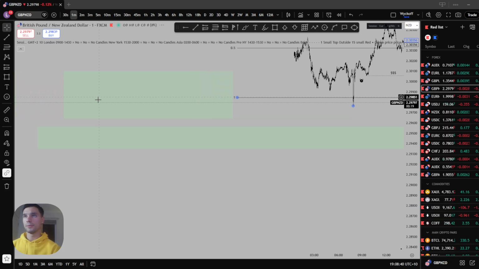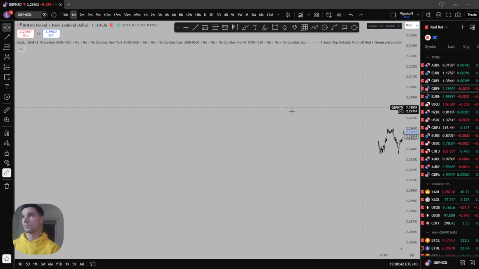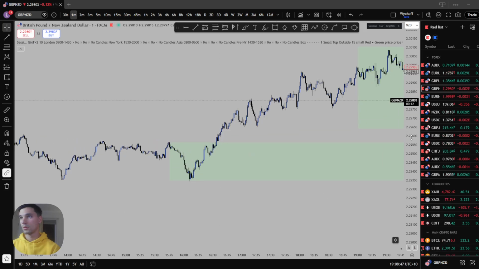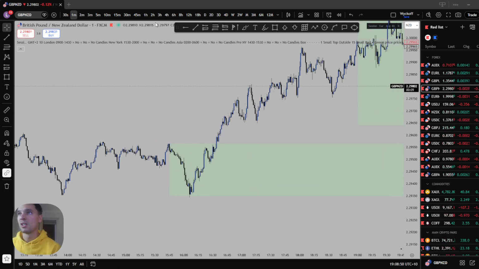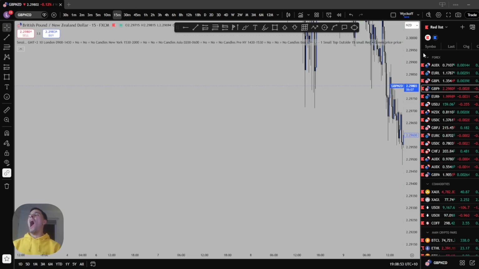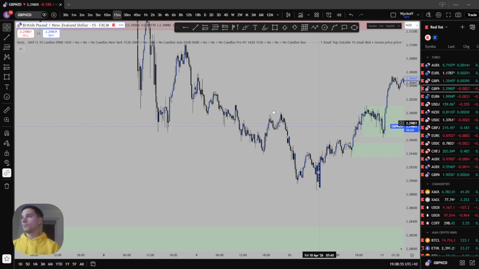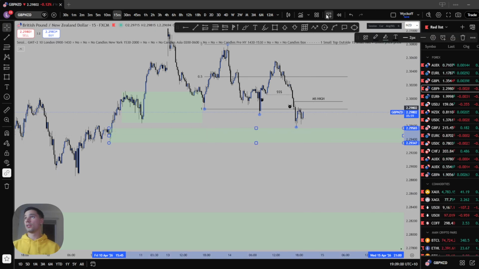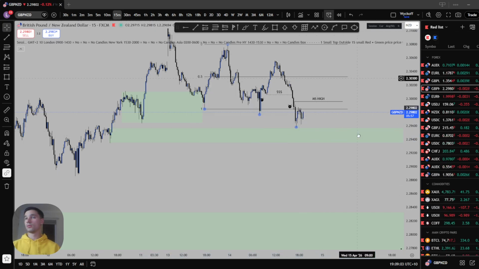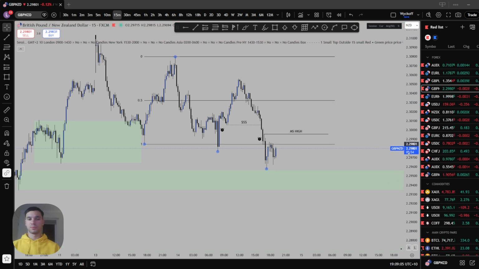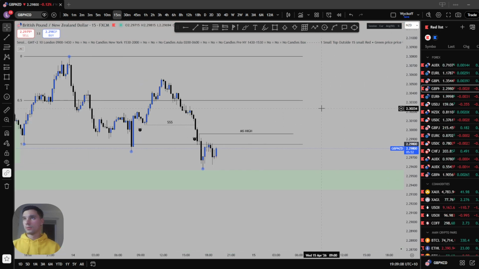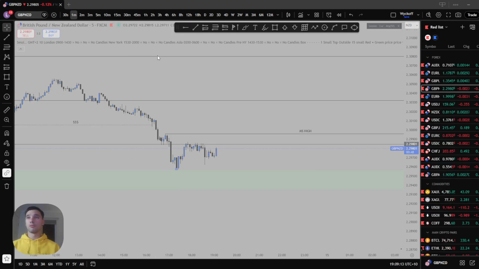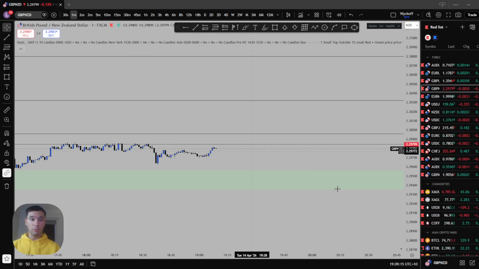Is there overlapping structure? No overlapping structure. Yeah, no overlapping structure. And no, we have not really broken market structure yet. Even on the 1 minute, I did look at this earlier.